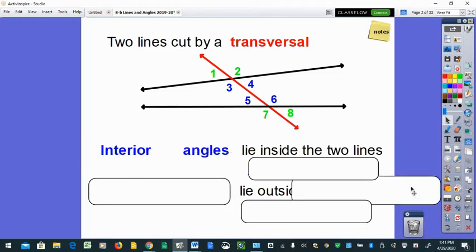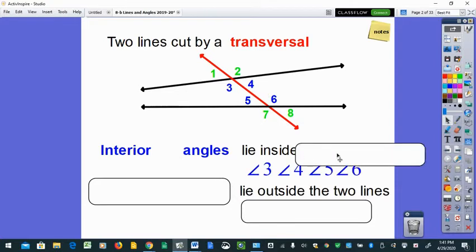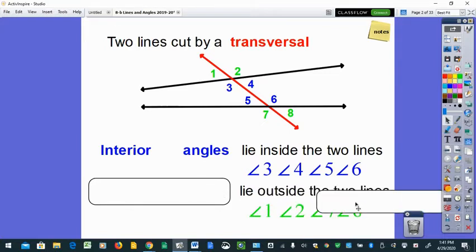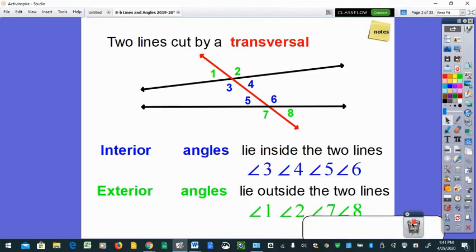Now, the blue angles that are inside those two black roads, those are called interior. They're inside. They're interior angles. They lie inside the two lines. They're angles 3, 4, 5, and 6. Now, the green angles, which are 1, 2, 7, and 8, are called exterior angles. They're on the outside, the exterior of those two black lines.